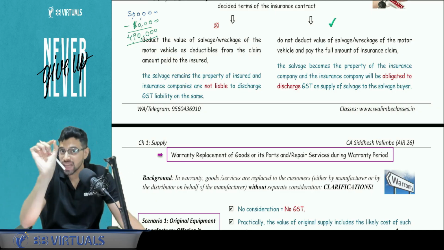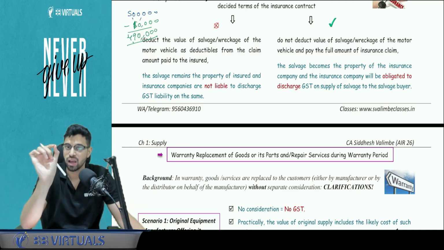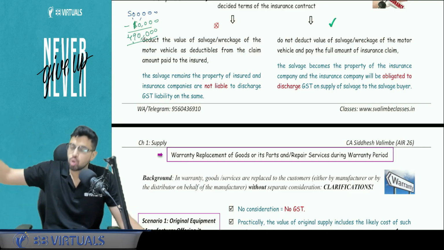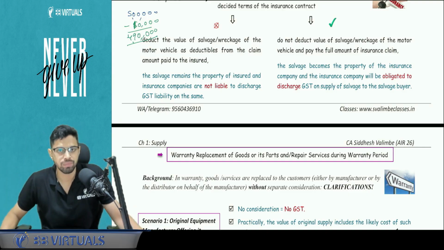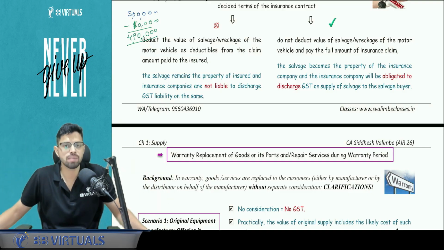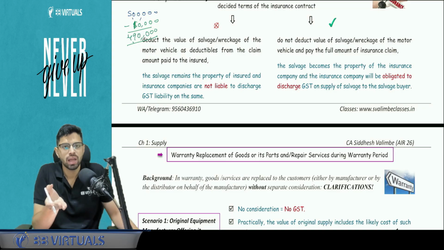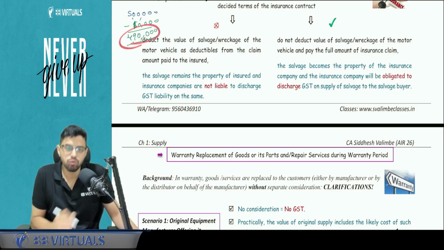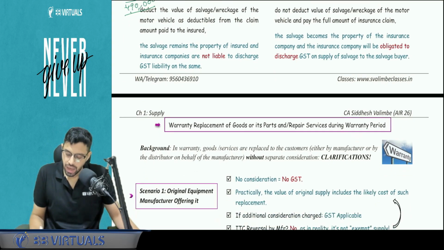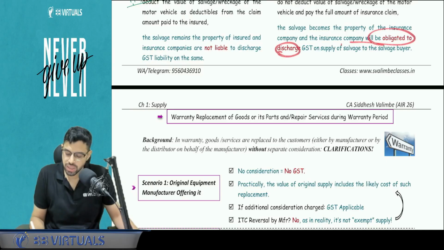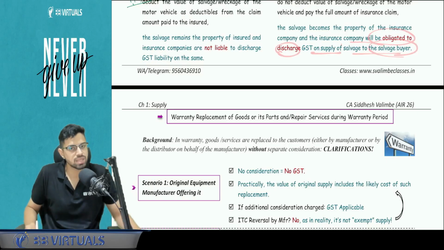In that case, that sale of salvage, the sale of that brake by the insurance company to a salvage buyer, GST will be applicable because it is a part of the insurance company's business. So if it does not deduct the value, the salvage becomes property of the insurance because it is paying for it. Had it been non-paying, it would have paid 490, not 5 lakh. Yes. And the insurance company will be obligated to discharge GST on the supply of salvage to the salvage buyer.